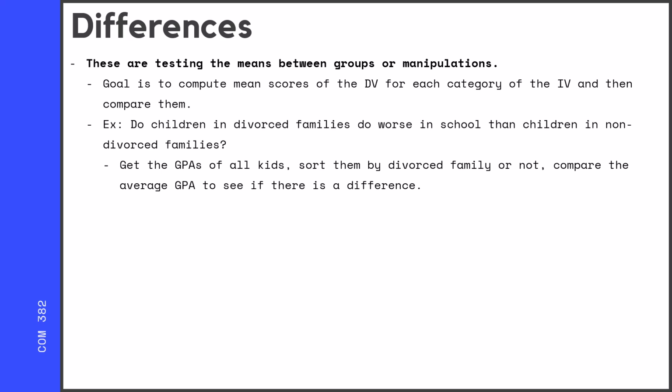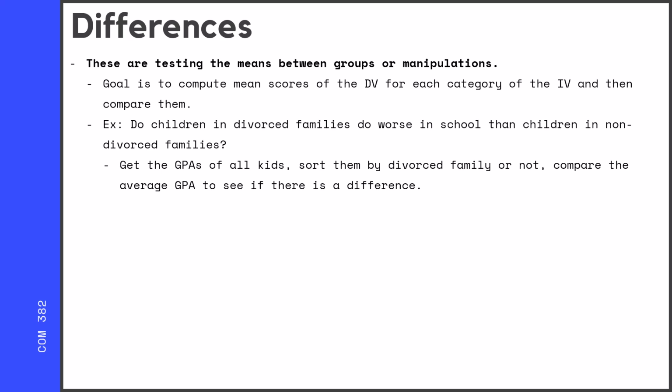Differences are testing the means between 2 or 3 or 4 or whatever different groups or manipulations, especially if you're doing an experiment. The goal is to compute mean scores of the dependent variable for each category of the independent variable and compare them. If you're doing an experiment, you're definitely going to be doing a test of differences where you're comparing means. But you could also take other data that's not experimental and do tests of differences.